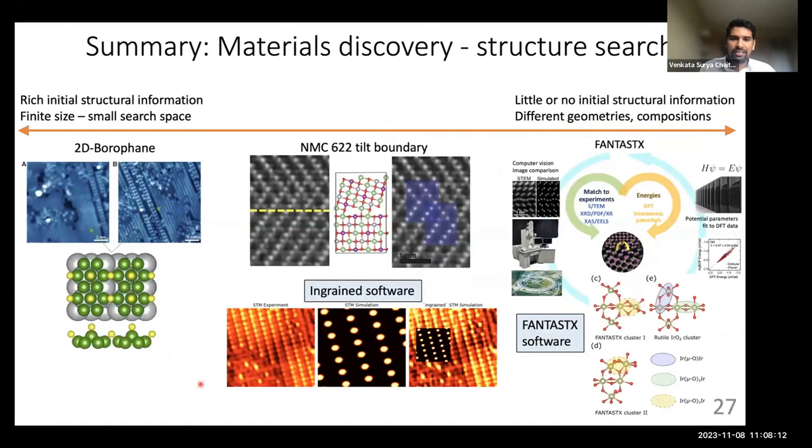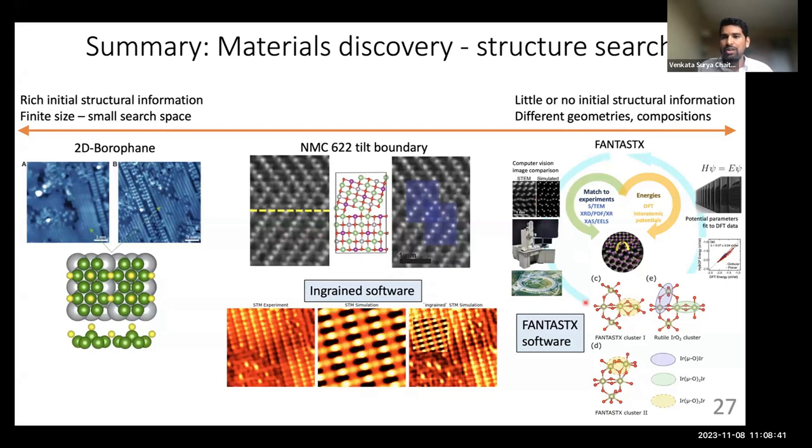So in summary here, we talked about two different software, the Ingrained-STM mode, where we can get the surface structures from the STM image, and also the Ingrained-TEM mode, where we can get the 3D grain boundary structures from the TEM image. And we showed how we can use these atomistic structures to leverage the capabilities of theoretical calculations in understanding the properties and behavior of these materials in applications.